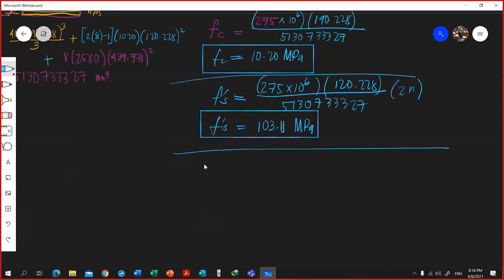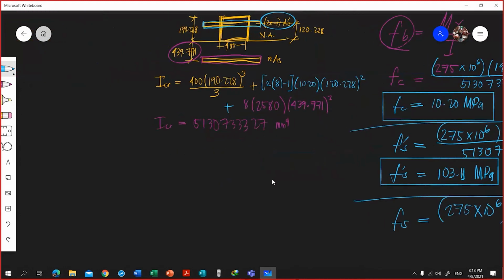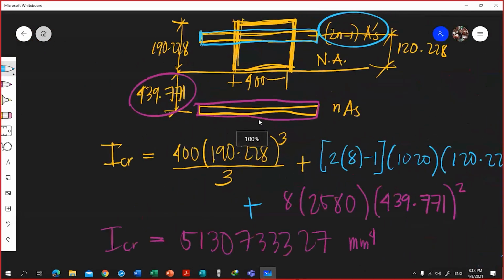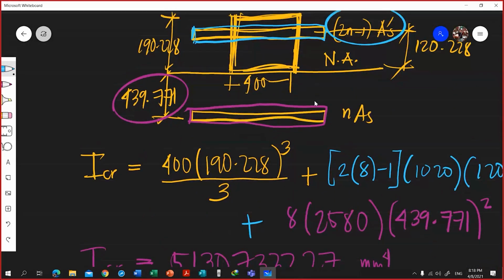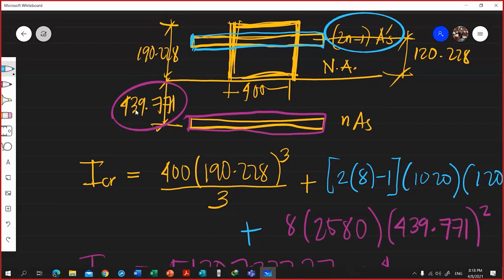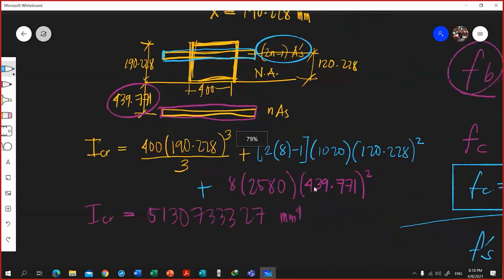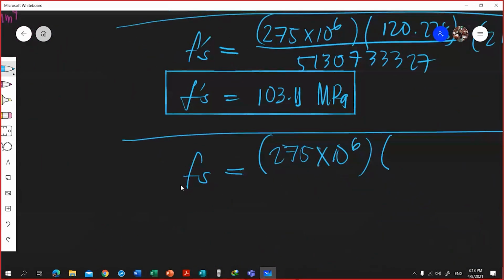Next is the stress of the steel in tension. Same as before, it's Fs, without the prime to denote tension. So we have here 275 times 10 raised to 6, that's your magnitude of the moment in Newton mm. This is multiplied by the distance of this area to the neutral axis, which is 439.771.